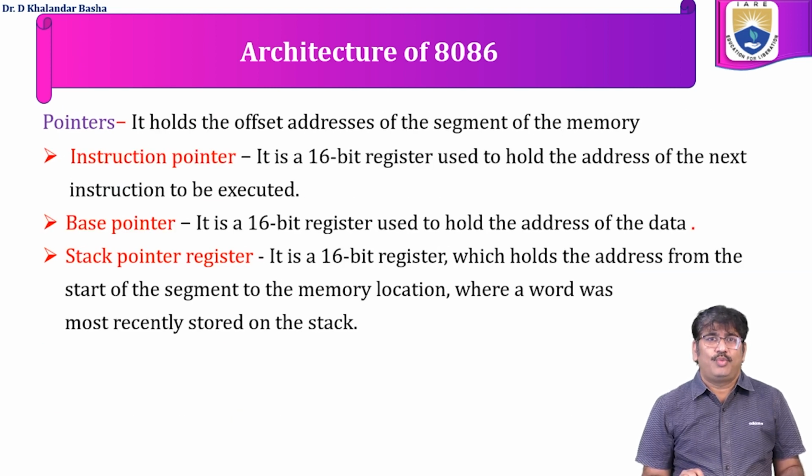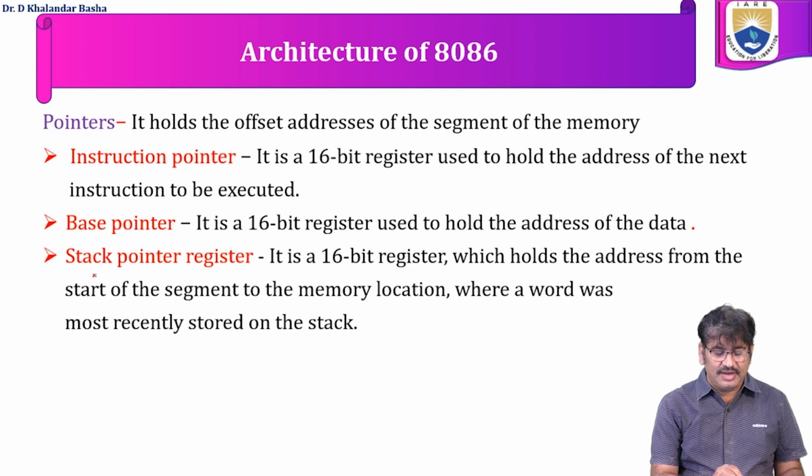Next we have pointers. The pointers hold the offset address of the segment of the memory. We have a total of 3 pointers: instruction pointer, base pointer, and stack pointer register. Instruction pointer register is a 16-bit register used to hold the address of the next instruction to be executed. Base pointer register is a 16-bit register used to hold the address of the data, that is, the offset value.